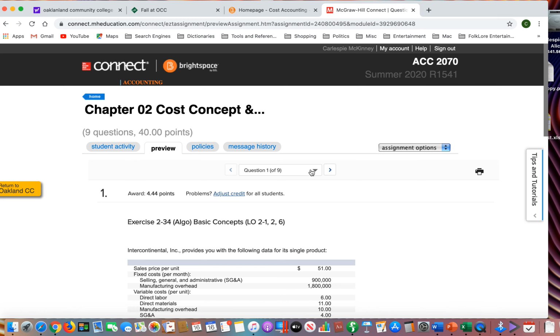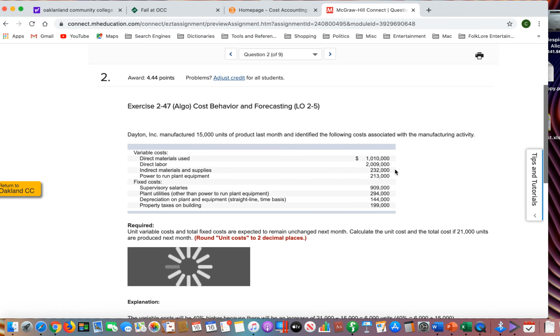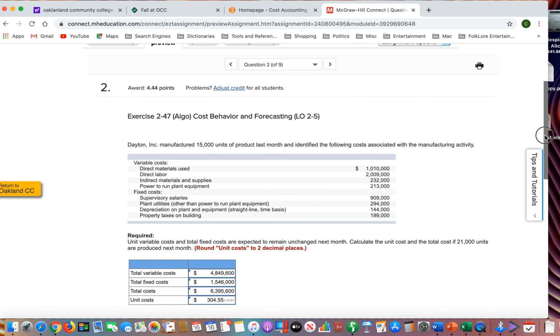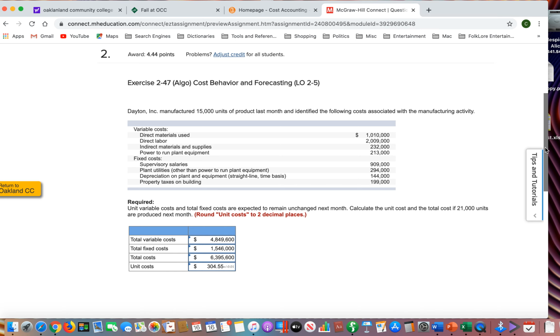Let's go to the next one. Let's see if I'm going to do the next one. But I'm not going to do all of them. Now notice this. This is not tricky. You just got to pay really close attention.